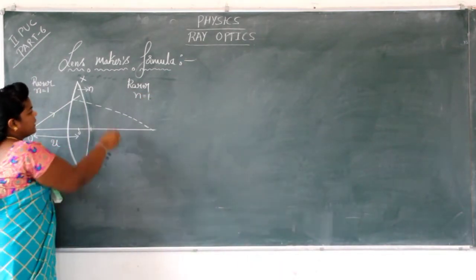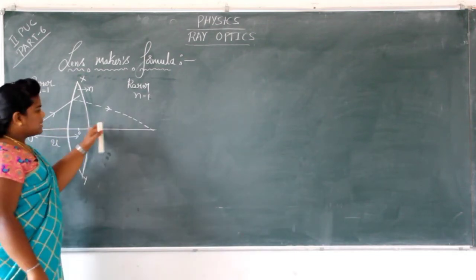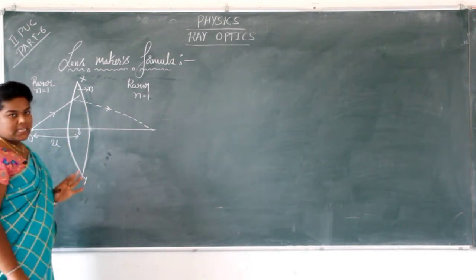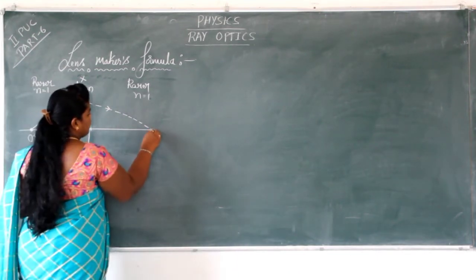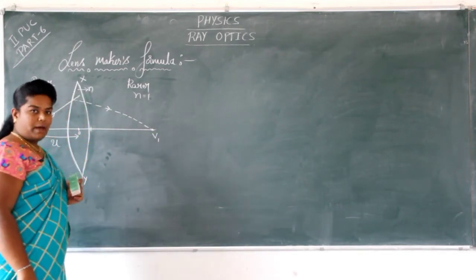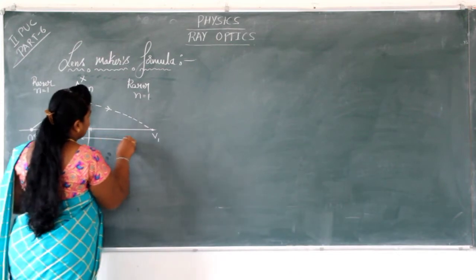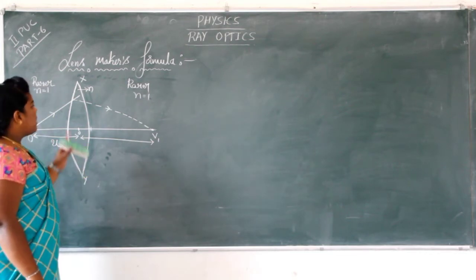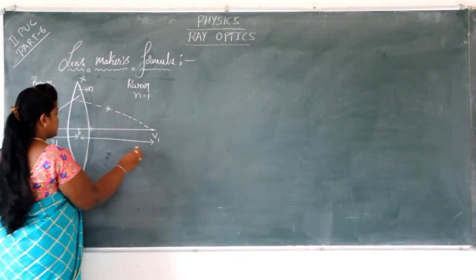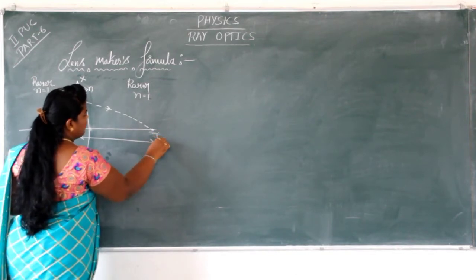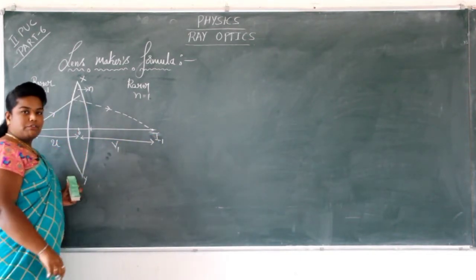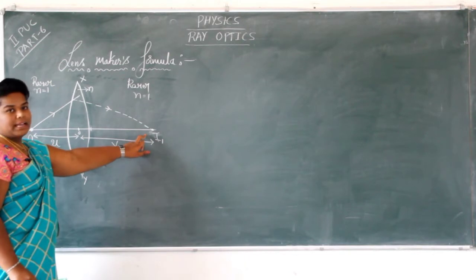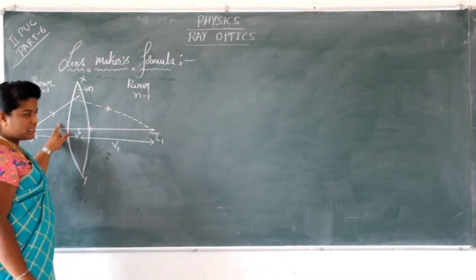See, for the first surface, the ray of light is traveling from rarer medium to denser medium. It bends towards the normal. Assume that the second surface is absent. Then the image formed by the first surface is represented as I1. The distance between the optic center and the image formed by the first surface of the lens is called the image distance, represented as V1. Dear students, I1 is an image formed by the first surface.